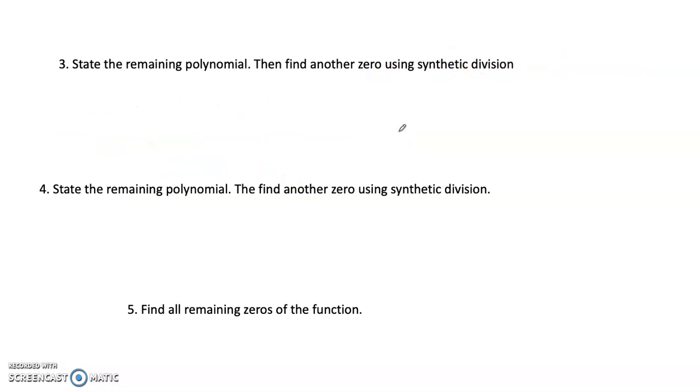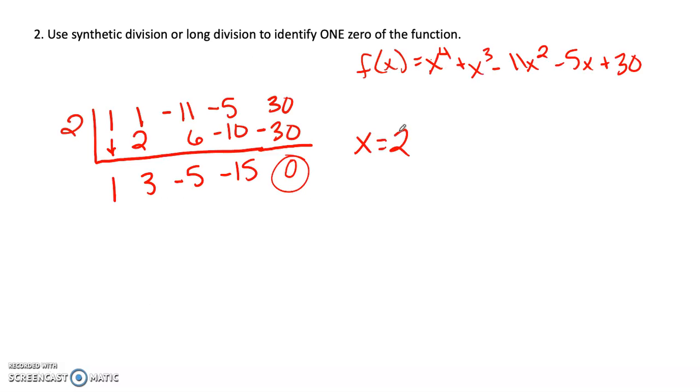So we're going to state the remaining polynomial and then find another zero using synthetic division. So here's what we have left. I'm going to put that back into a function. So I have 1x to the third plus 3x squared minus 5x minus 15. So this is my remaining function. I'm going to rewrite this. And then we're going to use this remaining function to find another zero.